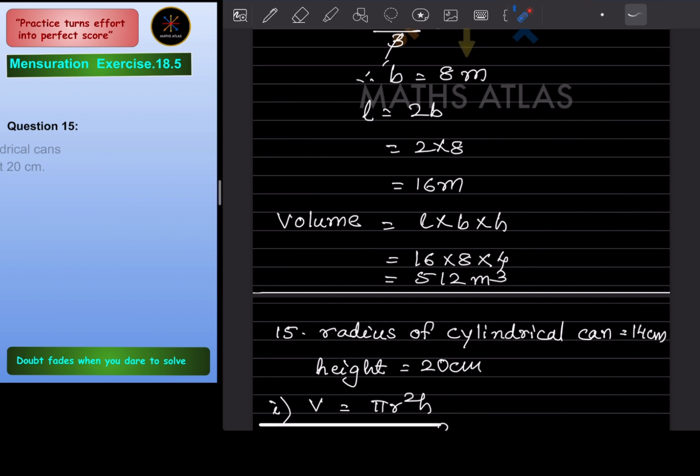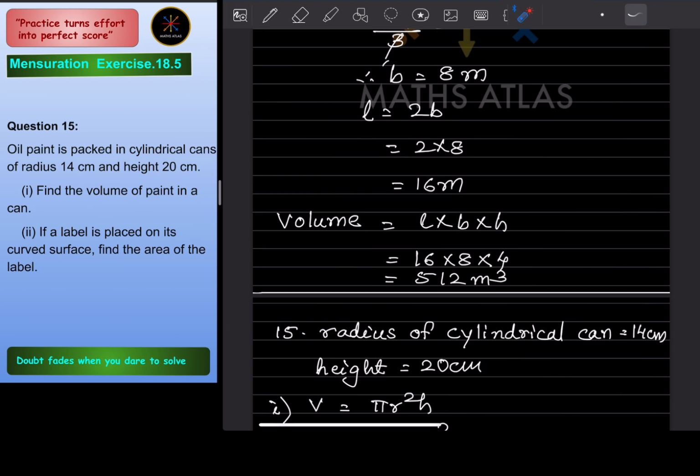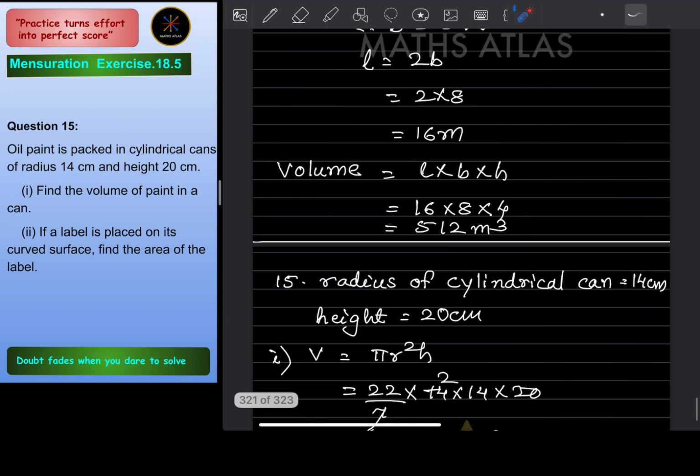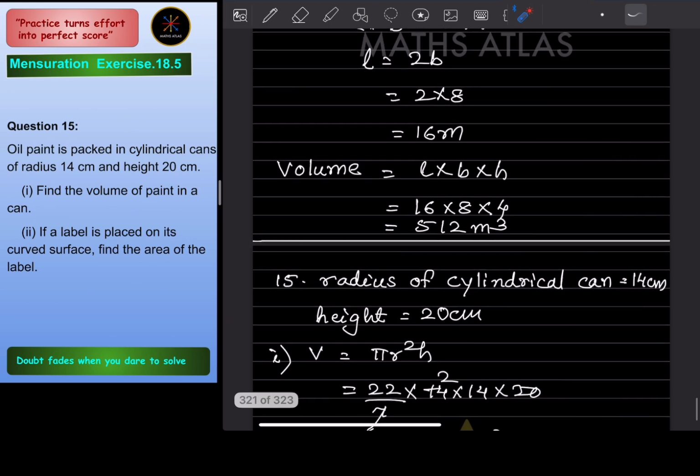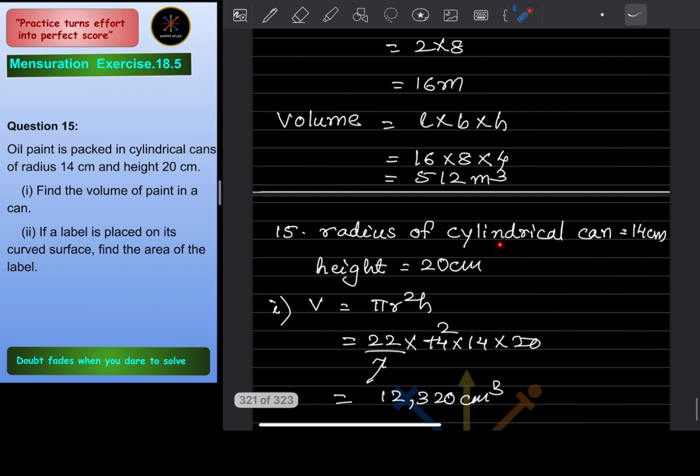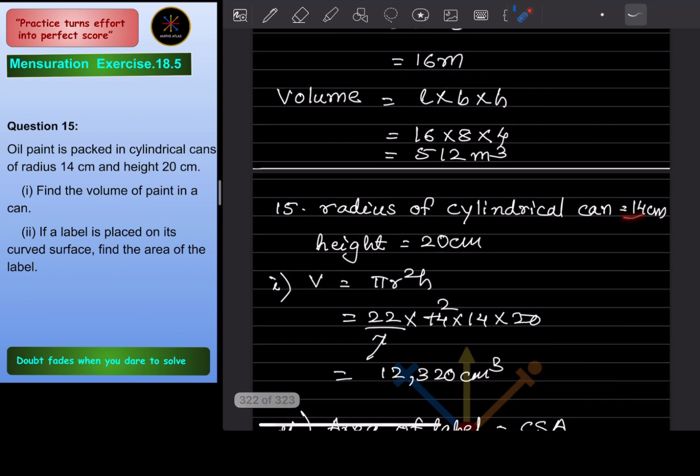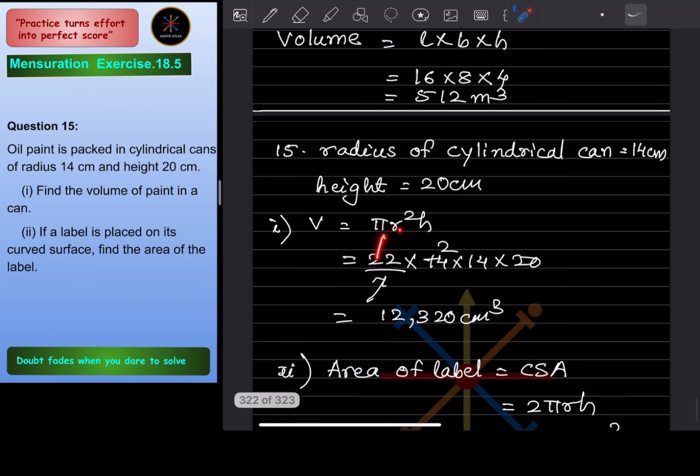So the next one, they have asked: oil paint is packed in cylindrical cans of radius 14 centimeter and height 20 centimeter. You have to find the volume of paint, and if a label is placed on its curved surface, you have to find the area of the label. Now the radius of the cylindrical can is given as 14, the height is given as 20, and we have to find the volume of the paint in a can. The can is in the form of a cylinder, so the volume is pi r square h. So this will be 22 by 7, and the radius is 14 into 14, the height is 20. After simplifying this one, we get 12,320 centimeter cube.